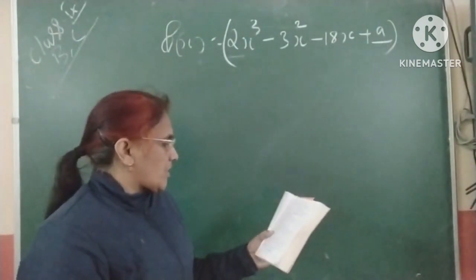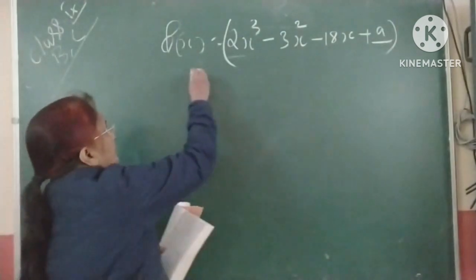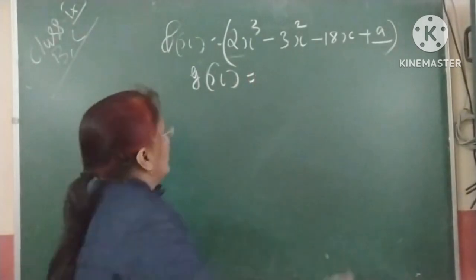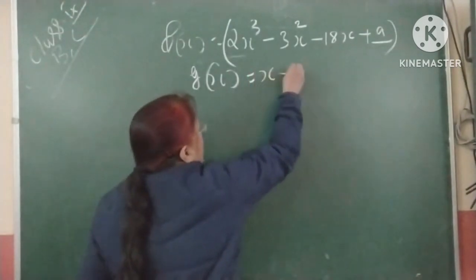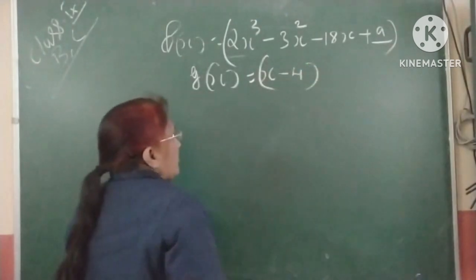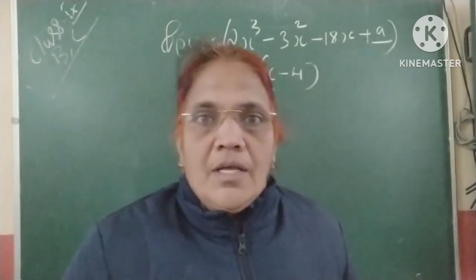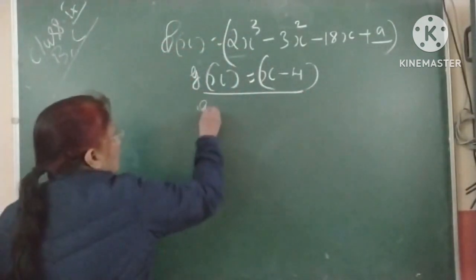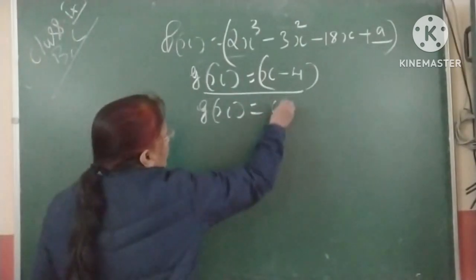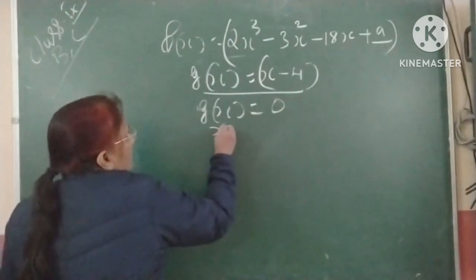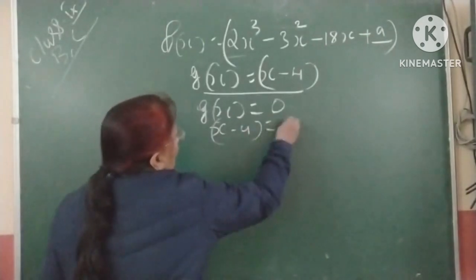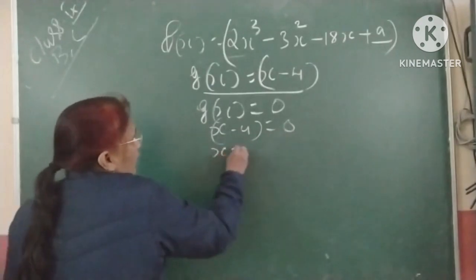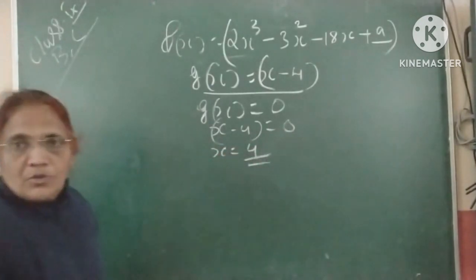Then what is our g of x? g of x equal to x minus 4. Then what is our next step? Next step, g of x equal to 0. Then x minus 4 equal to 0. Therefore x equal to 4.